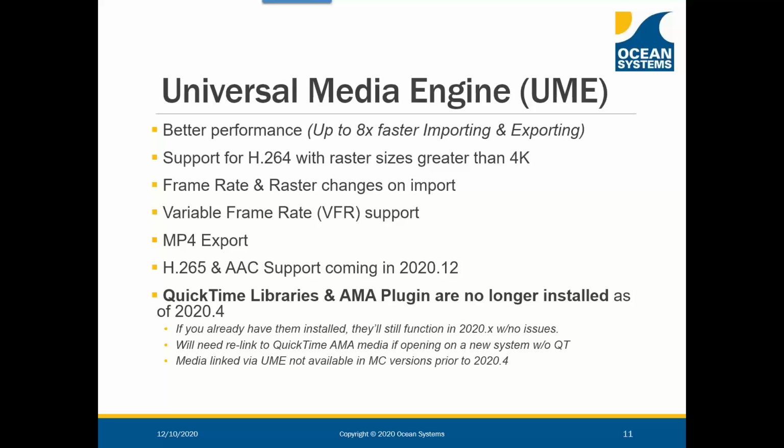Not to mention all of the other improvements in regards to dealing with higher than 4K raster sizes, 8K and 16K, frame rate and raster changes when you import or link. Variable frame rate support was introduced in 2020.9, so we can leverage variable frame rate in the same timeline with our other files. Actually, variable frame rate was 2020.6. MP4 export was 2020.9. So directly exporting right to MP4 now, a huge improvement for my workflows.